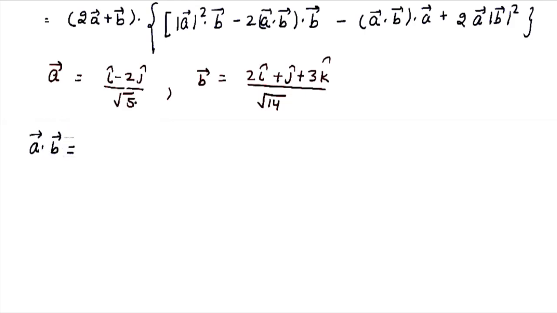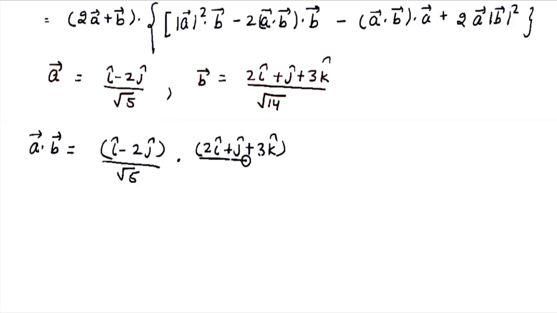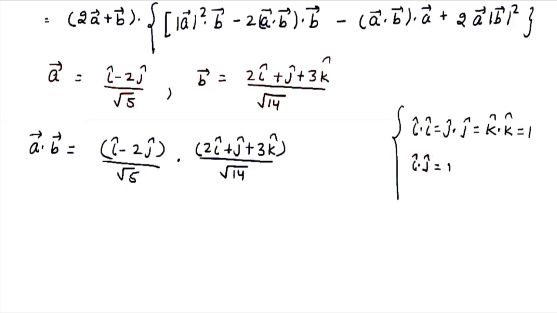Now we have to find the value of A vector dot B vector. For the dot product we have I cap minus 2j cap divided by under root 5, dot 2i cap plus j cap plus 3k cap, in the denominator under root 14. In dot product we know that I cap dot I cap is equal to j cap dot j cap is equal to k cap dot k cap, and this value is equal to 1. And I cap dot j cap is equal to j cap dot k cap is equal to k cap dot I cap is equal to 0.